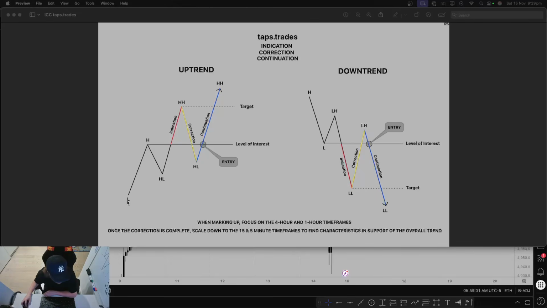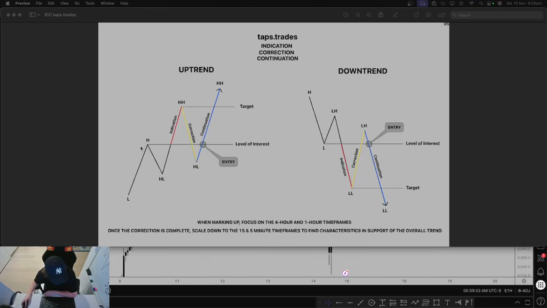So we've got a low in the market, we then create a high, we then create a higher low, and it's called a higher low because it's higher than the previous low. That's why it gets that name. Price then makes a higher high. At this point, we're drawing our level of interest at the most recent high, or the previous high to the higher high, if that makes sense. So we want a low, a higher low, and a higher high.